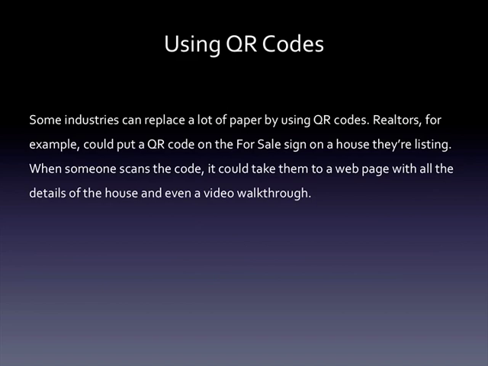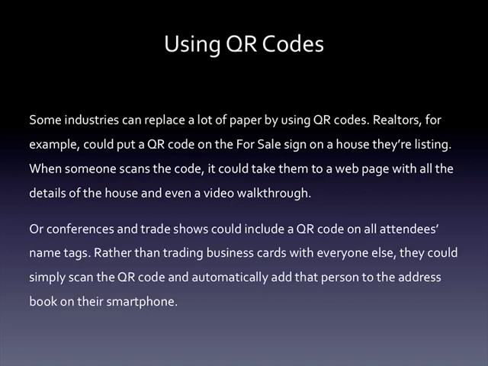Some industries can replace a lot of paper by using QR codes. Realtors, for example, could put a QR code on the for sale sign on a house they're listing. When someone scans the code, it could take them to a web page with all the details of the house and even a video walkthrough.